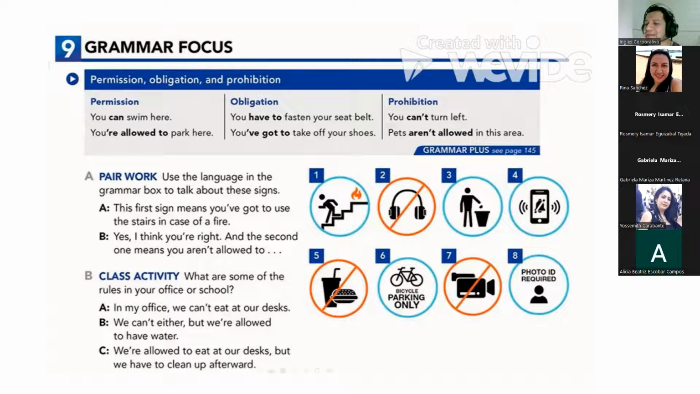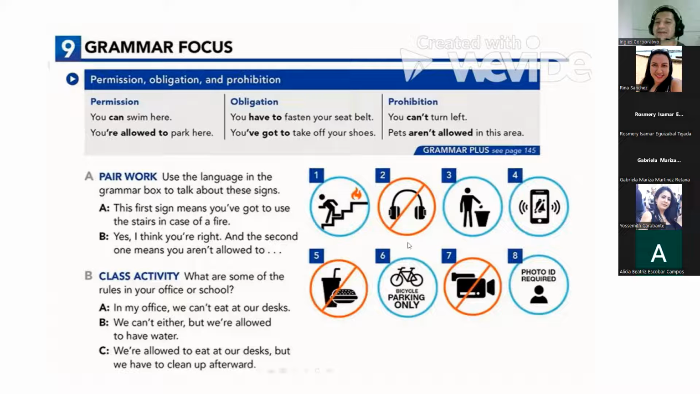Let's see, number 8. What is the meaning of 8? It's an obligation. Obligation, like you need your photo ID, required. In which places do we need to show our photo ID? In which places is it an obligation? At the bank, right? Exactly. Like, I need money, right? Okay, give me your ID, please. Show me your ID. Okay, here it is. Perfect. Very good.